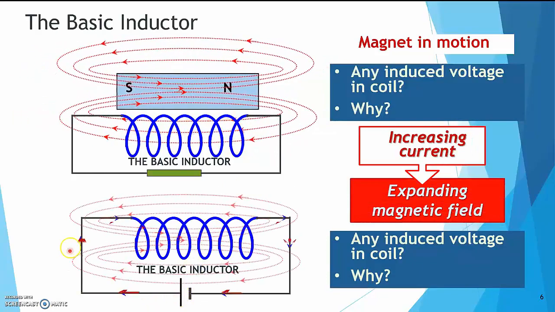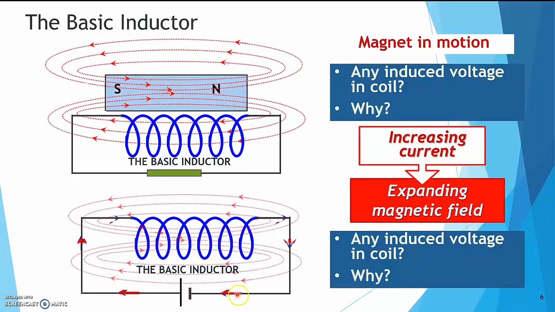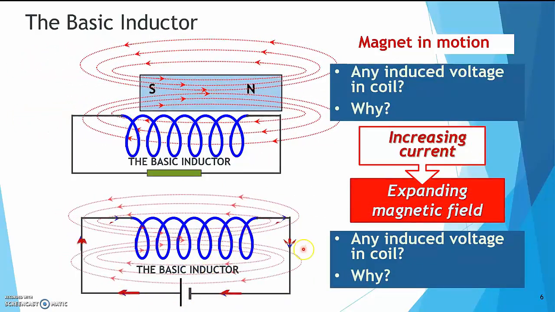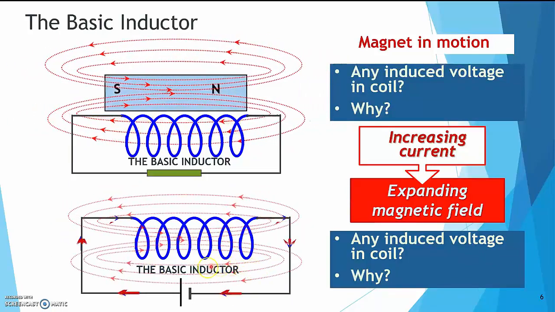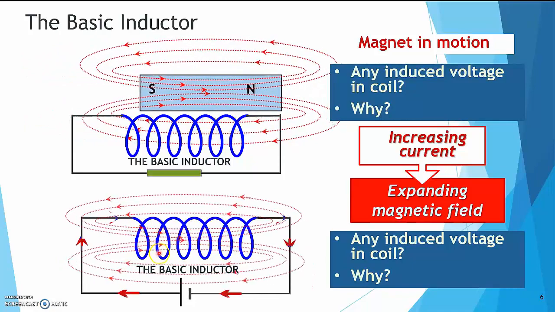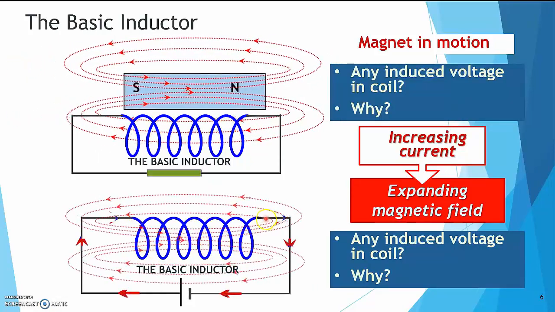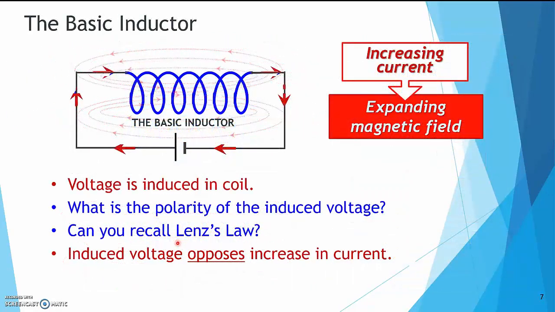If we increase the current continuously, the magnetic field around the coil will increase and expand continuously too. The changing flux in the coil will induce a voltage across the coil. According to Lenz's law, the polarity of the induced voltage will oppose the increase in current.